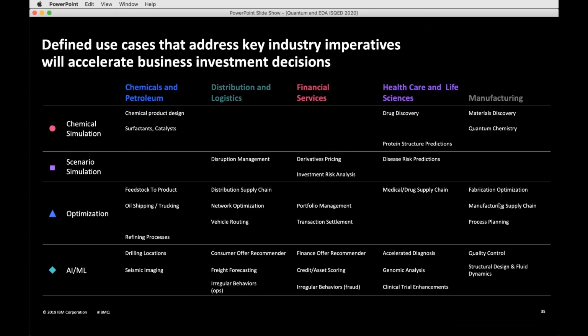So what area is really missing here? It's really EDA, electronic design. So I think the question is, how can we as an EDA community also start to take advantage of a quantum computer? And is the time right to get really engaged? And I think the answer is yes.